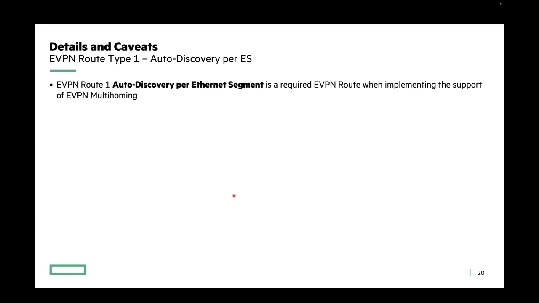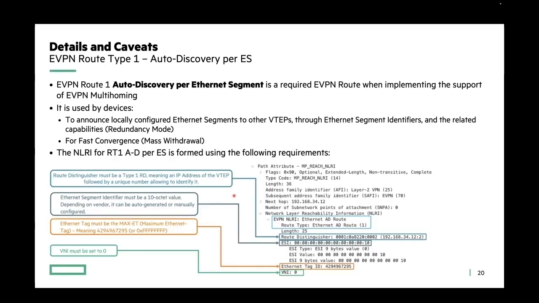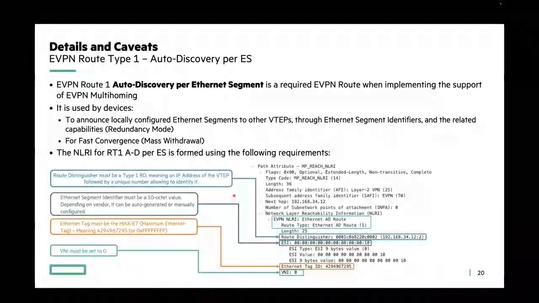Okay, so first, let's begin with RT1 AD per Ethernet segment. This route type is a mandatory one when EVPN multi-homing is implemented. It is used by multi-homing VTEPs to first announce their locally configured Ethernet segment to other VTEPs, as well as the redundancy mode. On the other hand, it is also used for fast convergence when an Ethernet segment must be withdrawn. If we take a closer look at this route type, we can see the following items.